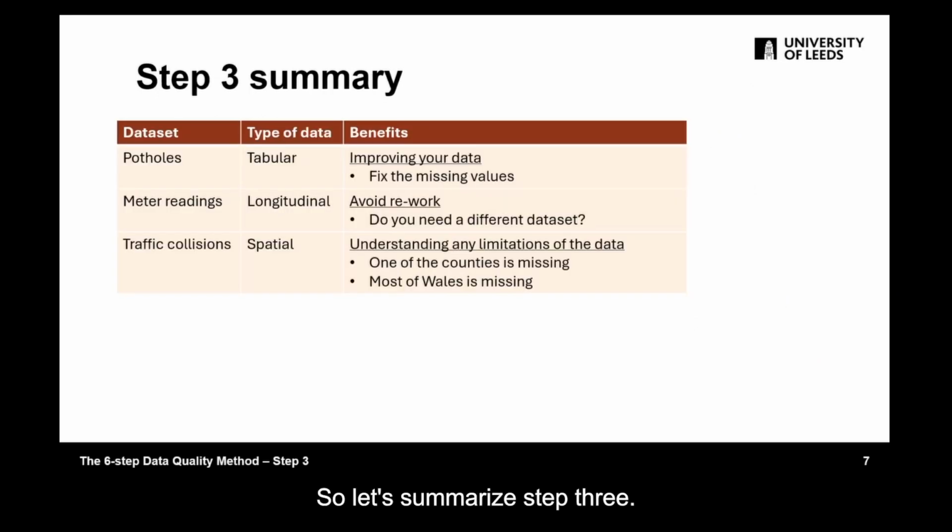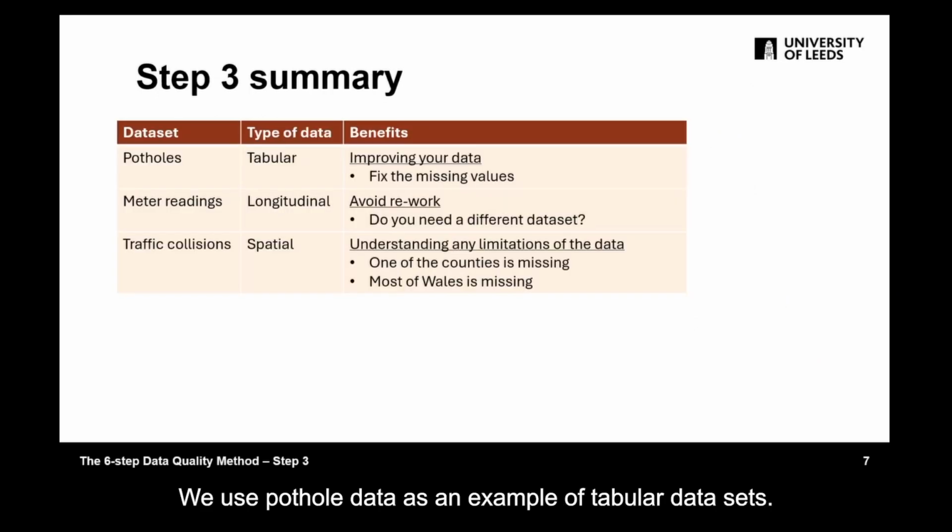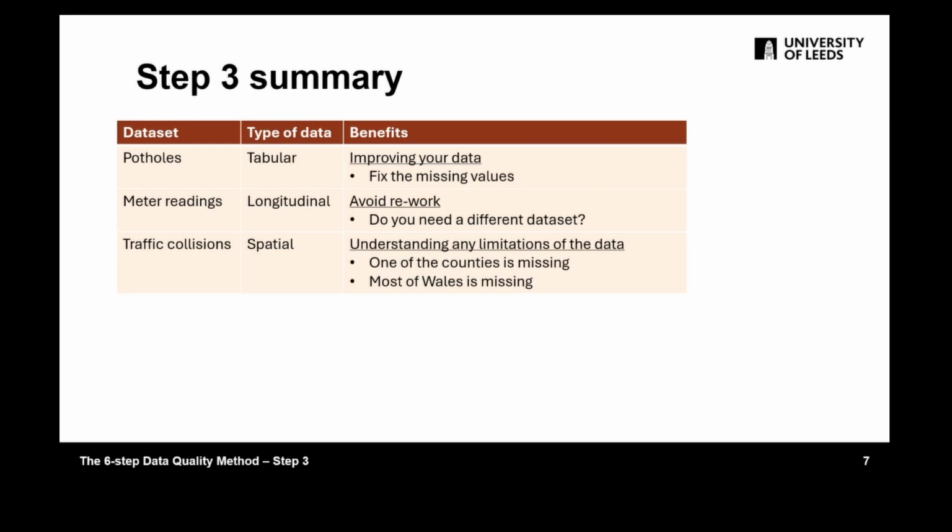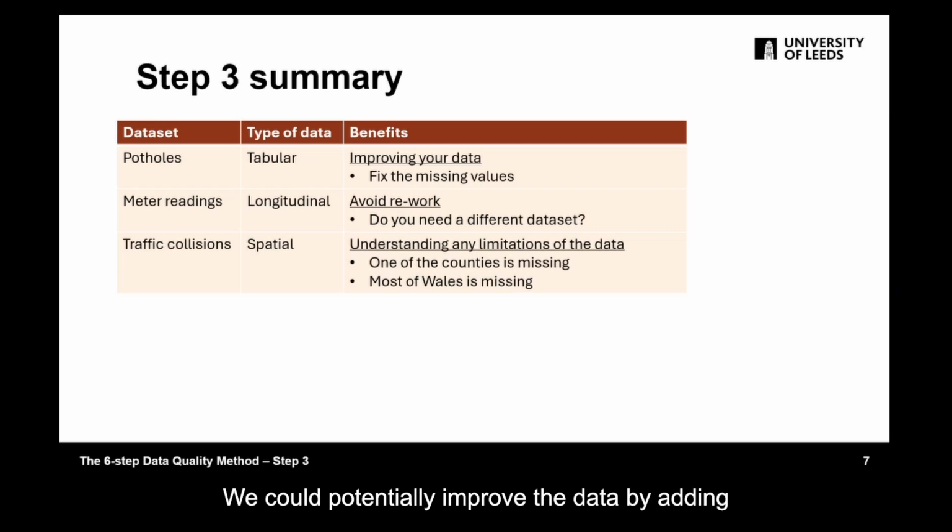So let's summarize step 3. We used pothole data as an example of tabular datasets, and we noted a number of issues in the data. We could potentially improve the data by adding the coordinates for the 272 potholes where the repair is being completed, but there was no easting or northing. For meter readings, we used longitudinal data, and the main finding there was that for very few of the properties is the data complete over the whole time period.